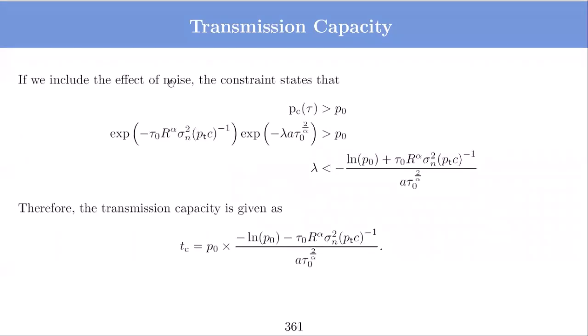Similarly, if there is a noise, you can include that effect also. You can solve it, and similarly, you get this constraint, and you just choose the maximum value of lambda possible, and multiply by P0 to get the transmission capacity.